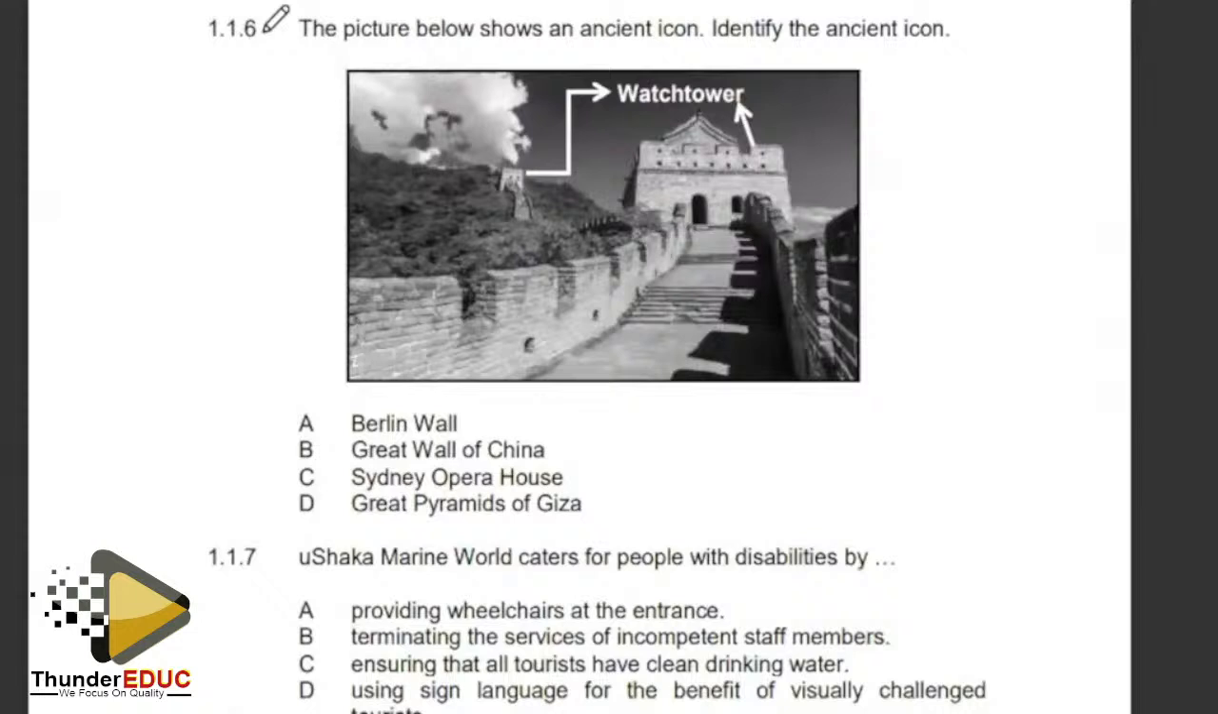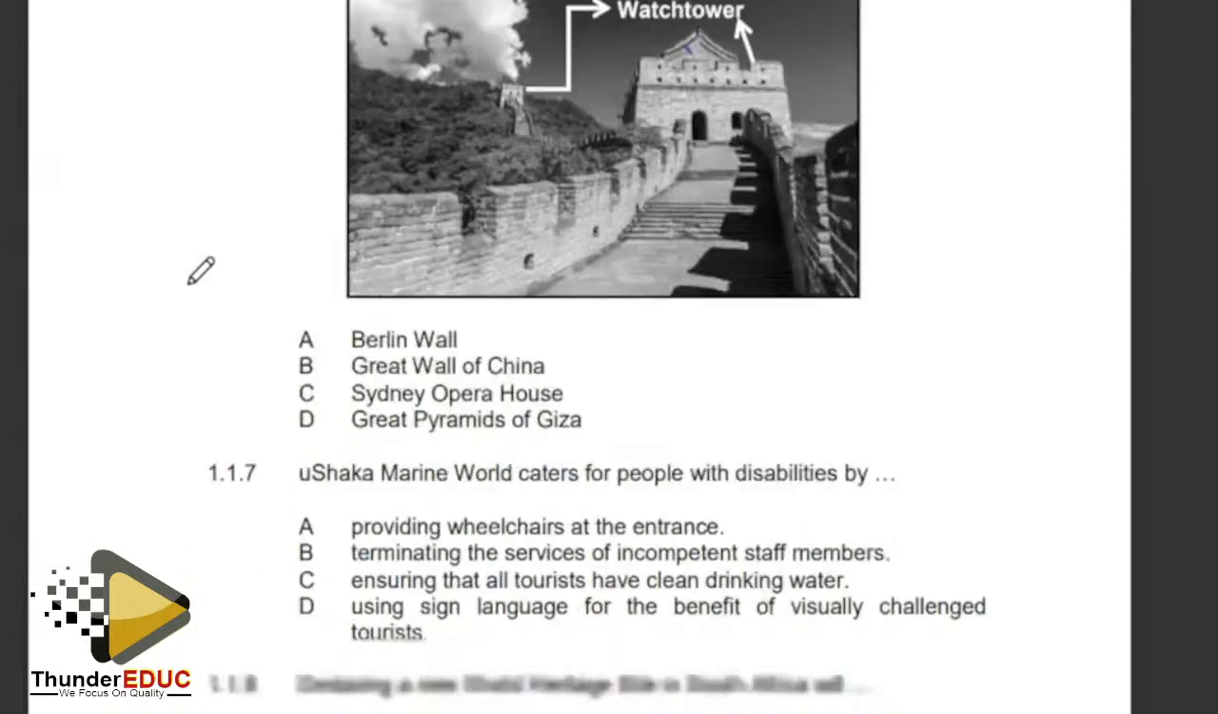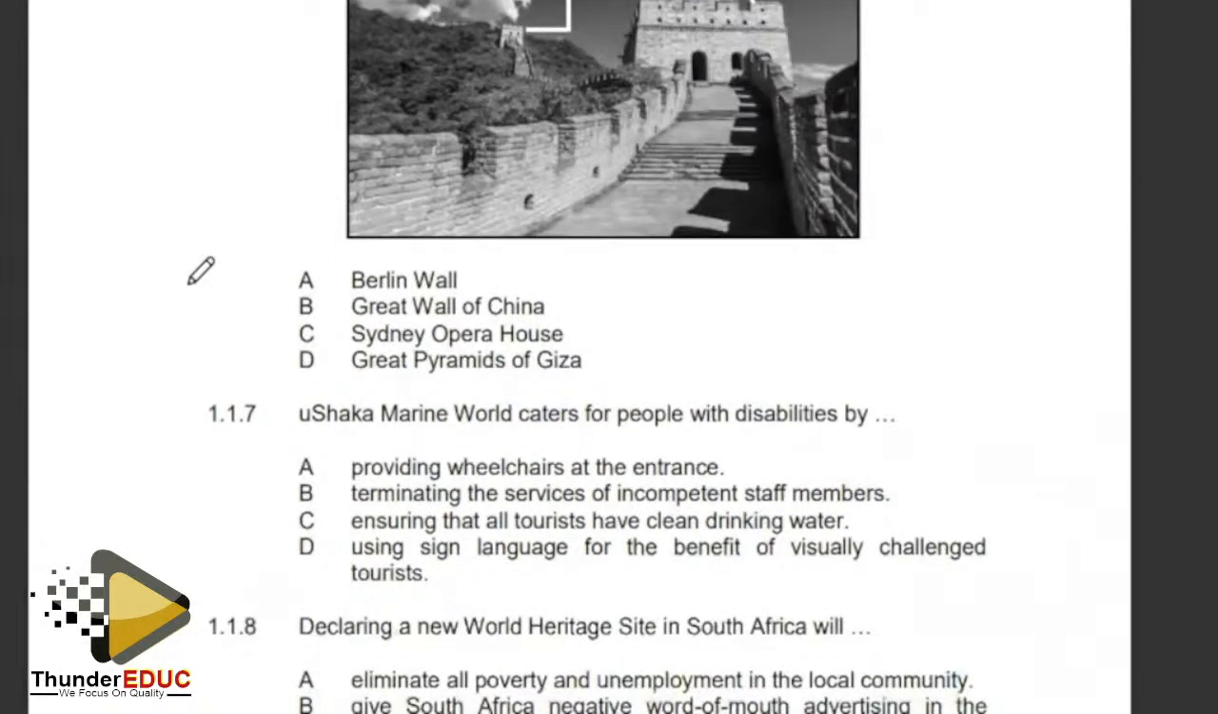1.1.6. The picture below shows an ancient icon. So this topic is actually world or global icons. The picture below shows an ancient icon. The word ancient simply refers to something which was built a long time ago. So it's an icon which was actually built a long time ago. So we need to identify an icon which is given there.